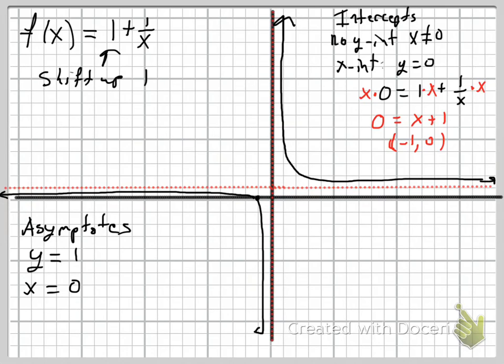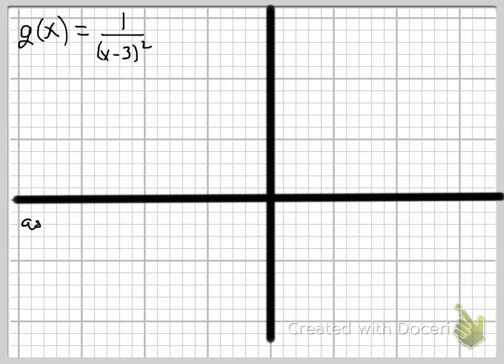Okay. Let's look at another one. g of x is equal to 1 over x minus 3 squared. And this is a little bit different. It's not quite a transformation, because transformations are stretches, squeezes, shifts, but this one's going to be a little bit different. It's going to have an asymptote where the denominator is equal to 0. It's already factored, so x minus 3 is equal to 0 when x is going to be 3.